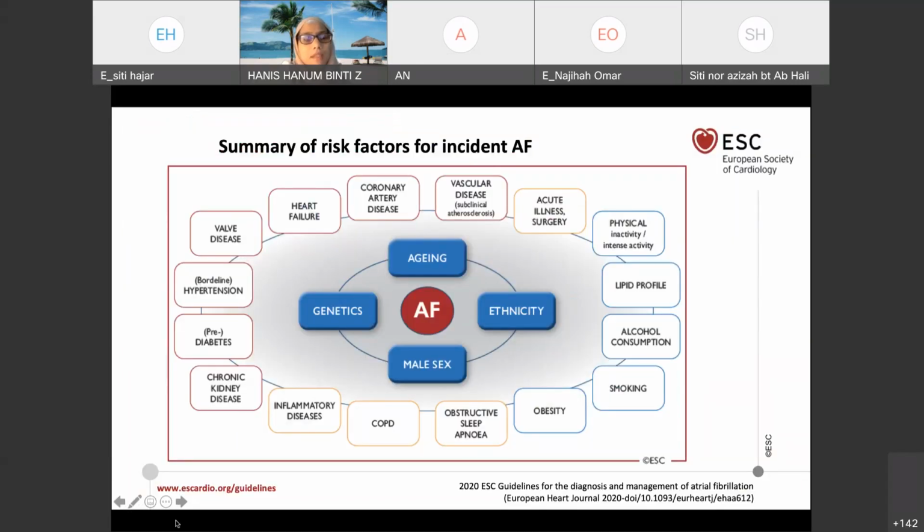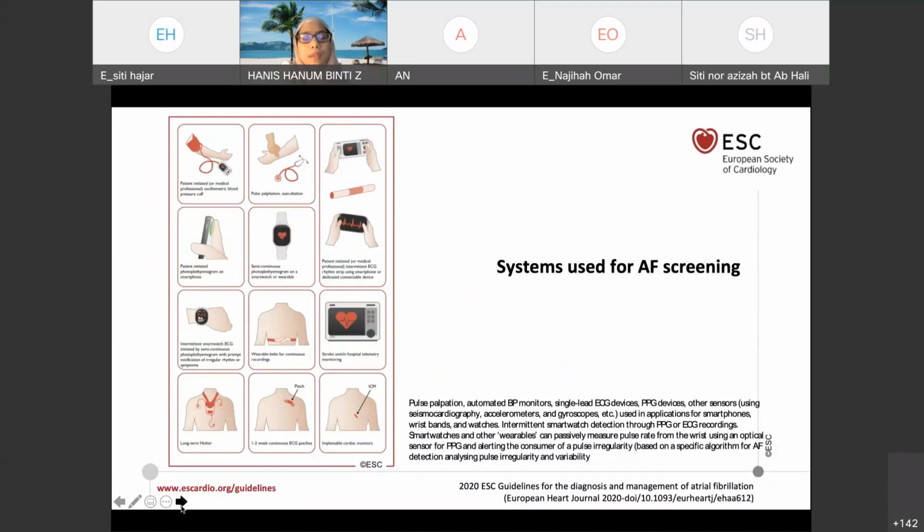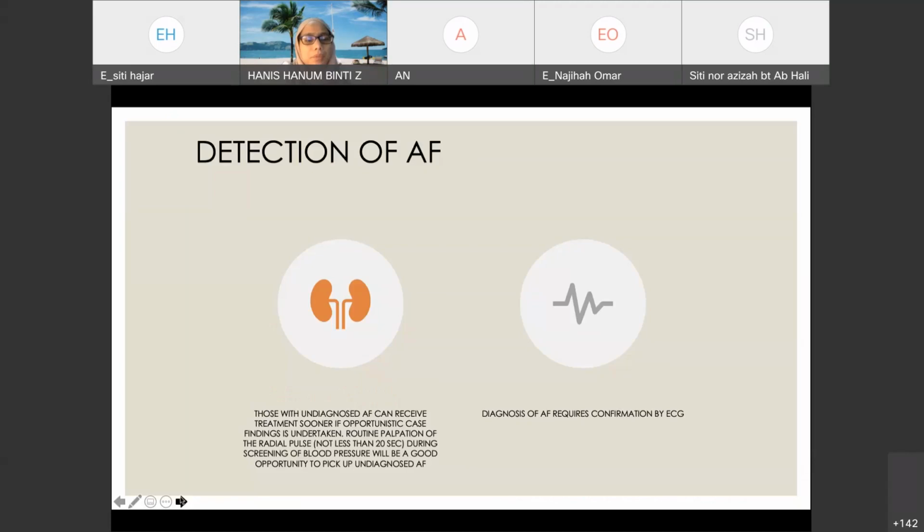These are the patients that we want to create awareness for, so that if there is an irregular heart rate, or a sudden increased heart rate, especially when they're resting, when they're not doing any activity, we need to ask them to seek medical help as soon as possible. So how do you detect AF?